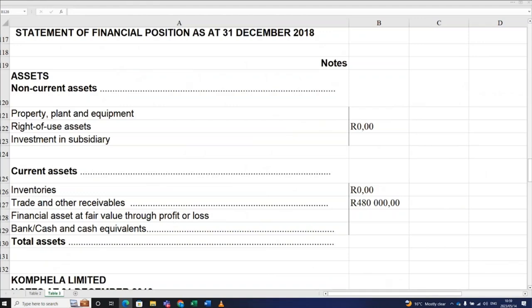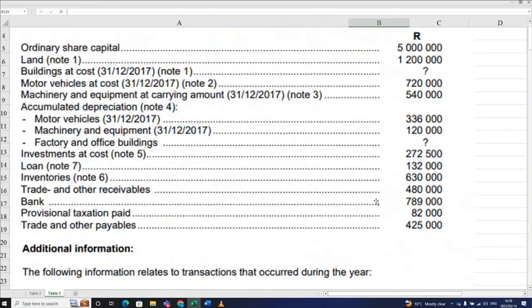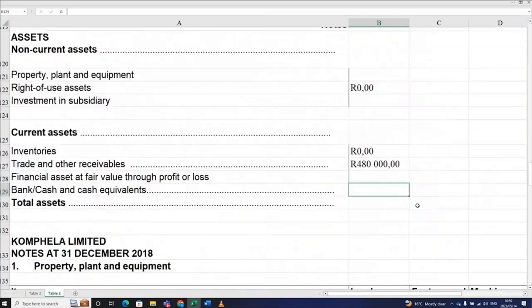Then I've got bank, cash and cash equivalents. Also no notes there, nothing affected it, presented at the 31st of December 2018. And then I go in and I slot it in.